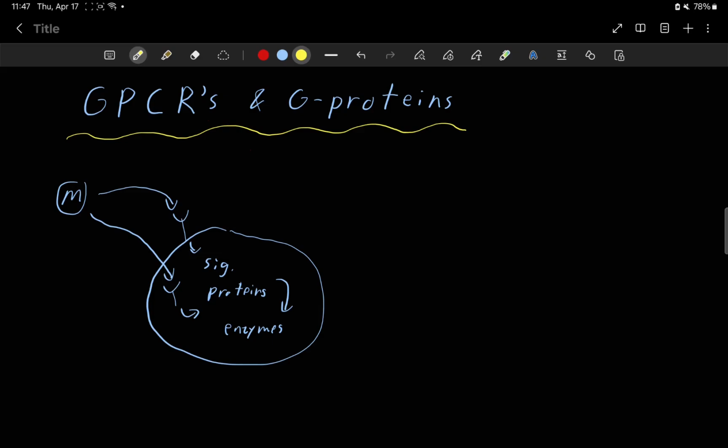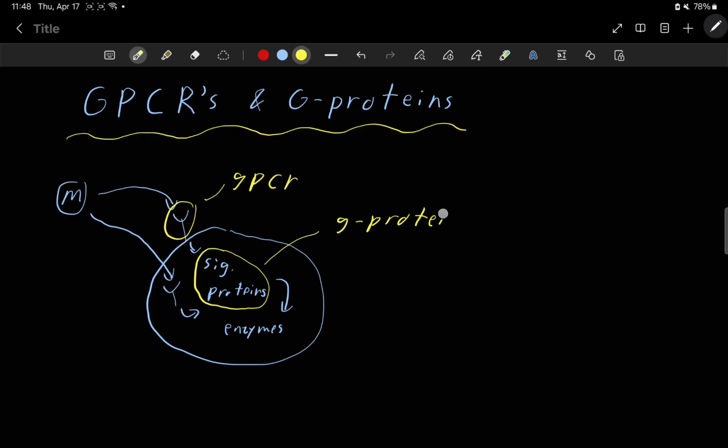So in today's episode, we're going to be focusing on a specific type of receptor and a specific type of signaling protein. And actually, this receptor and signaling protein act together as a pair. So the receptor we're going to be talking about is called the GPCR. And the protein we're going to be talking about is called the G protein. And these often interact to create a huge variety of responses.